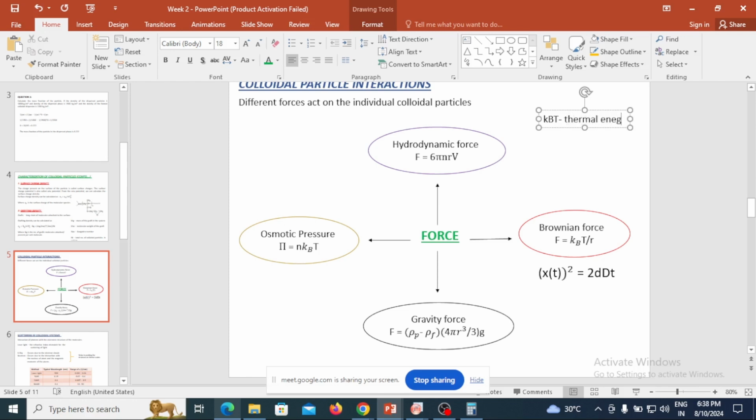Thermal energy. So this thermal energy that the particles carry is responsible for its motion, and during its motion it collides with the particles as well as the suspending medium, and that originates a particular force called Brownian force. Kb is nothing but Boltzmann's constant, and I hope you remember what the value of the Boltzmann's constant is. That is nothing but 1.38 times 10 to the power minus 23 joule per Kelvin.